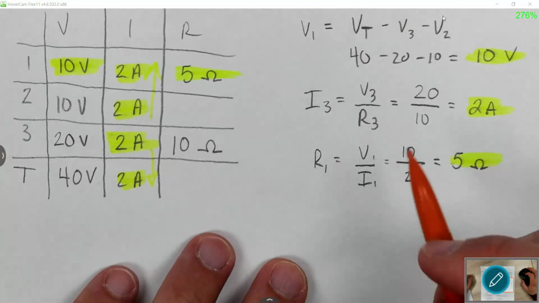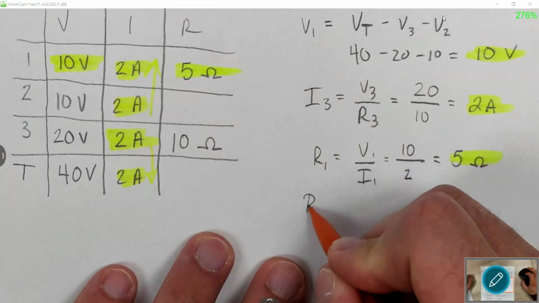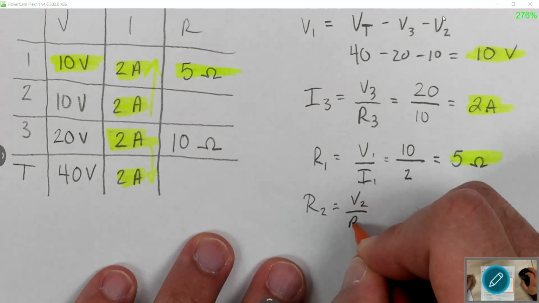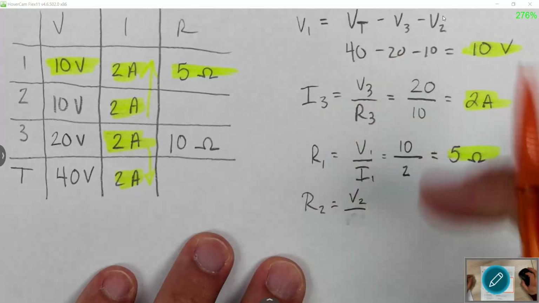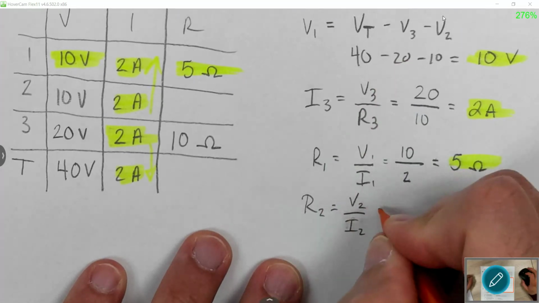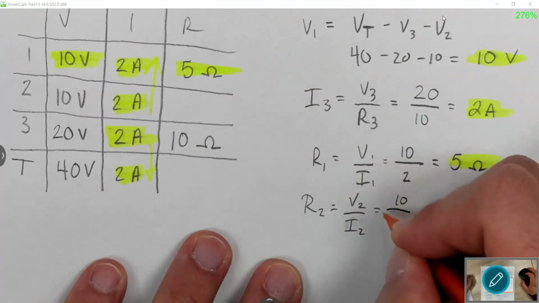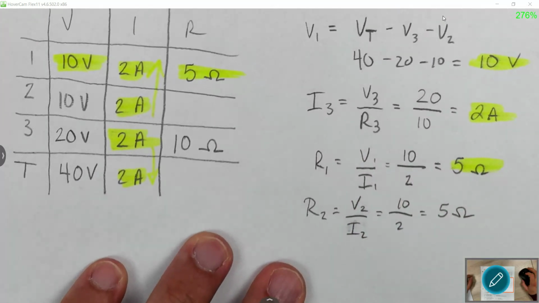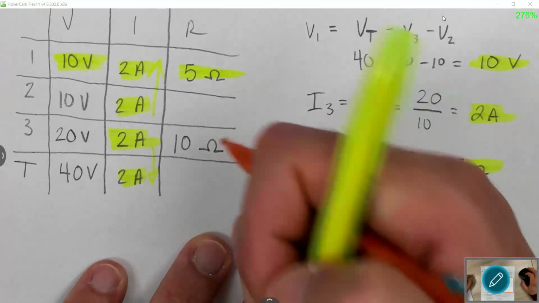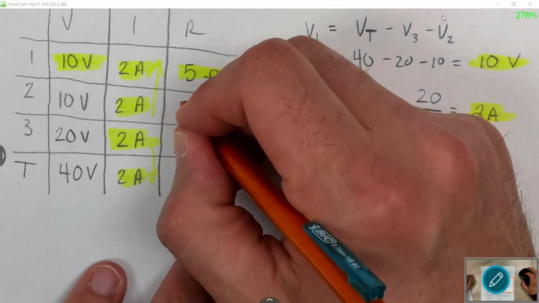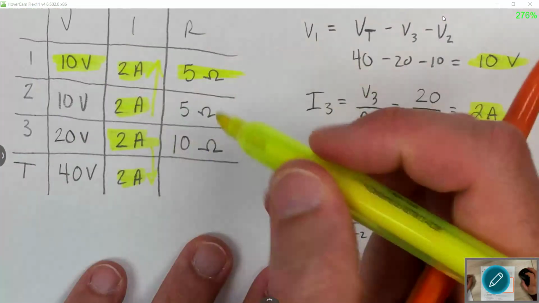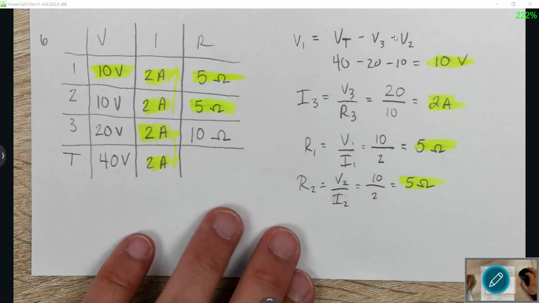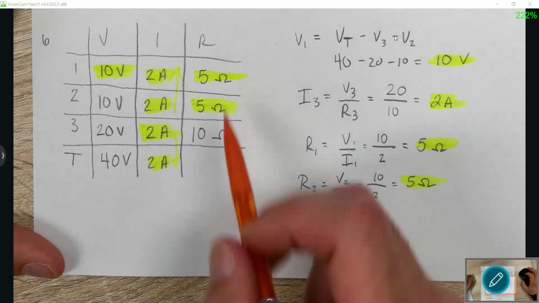Okay, now if I need to solve for R2, just kidding, R2 is V2 over I2. I almost put V2 over R2. V2 is also 10, and the current is also 2, so this is going to be the same answer. All right. And then you have this.